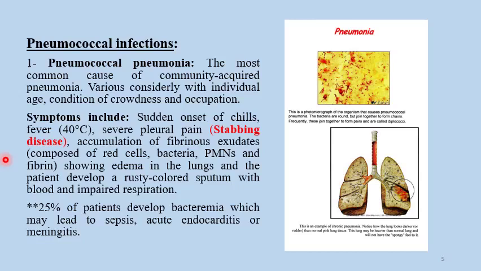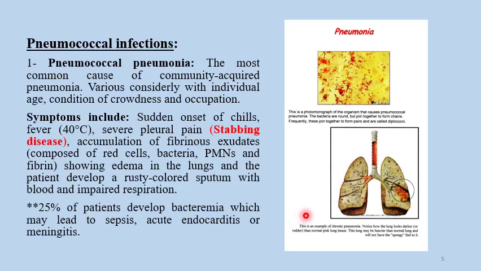And of course, he will suffer from impaired respiration. What does impaired respiration mean? It means he will have rapid shallow breathing, rapid heart rate, general weakness, and he can suffer from anorexia, meaning he has no appetite for eating. 25% of patients also can develop bacteremia, which may lead to sepsis and other complications like acute endocarditis or meningitis.